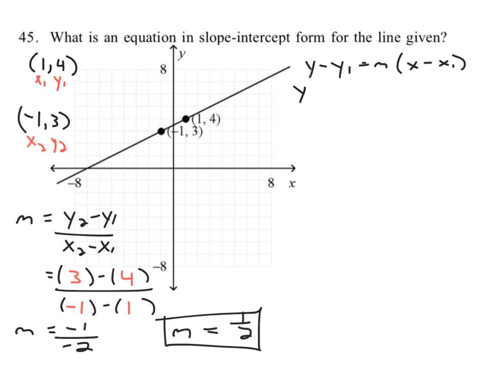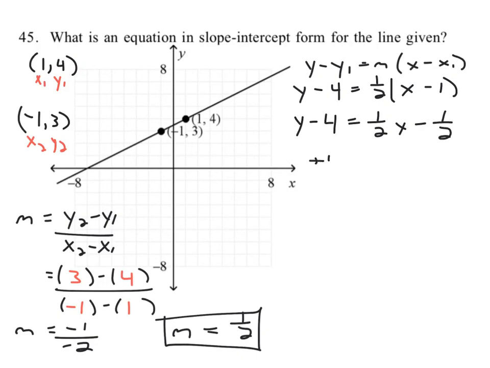Okay, so we've got then y minus the y coordinate of 4 equals m, 1/2, parentheses, x minus, what is the x coordinate? 1. Okay? And now what we need to do is we need to distribute this through, and then we're going to eventually add 4. So first distribute. Keep this left-hand side the same. 1/2 times x is 1/2 x. 1/2 times -1 is -1/2. And now what we're going to do is add 4 to both sides.